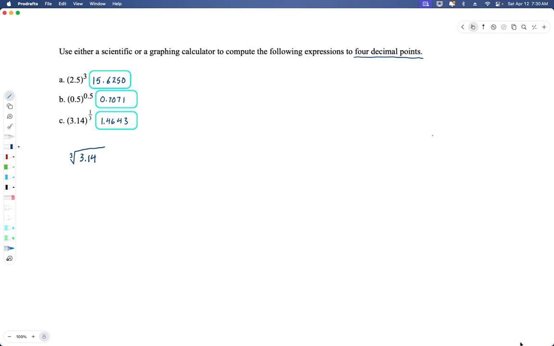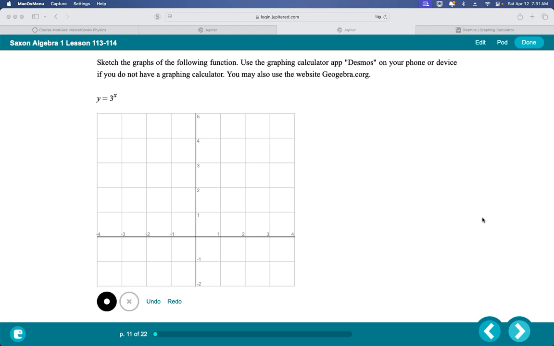Let's look at the next one. Okay, the next problem is this graphing problem here. It says sketch the graphs of the following function. Use the graphing calculator app Desmos on your phone or device if you do not have a graphing calculator. You may also use the website geogebra.org, and that should say org, not corg. It's a typo. But you can also use Desmos on the internet as well.